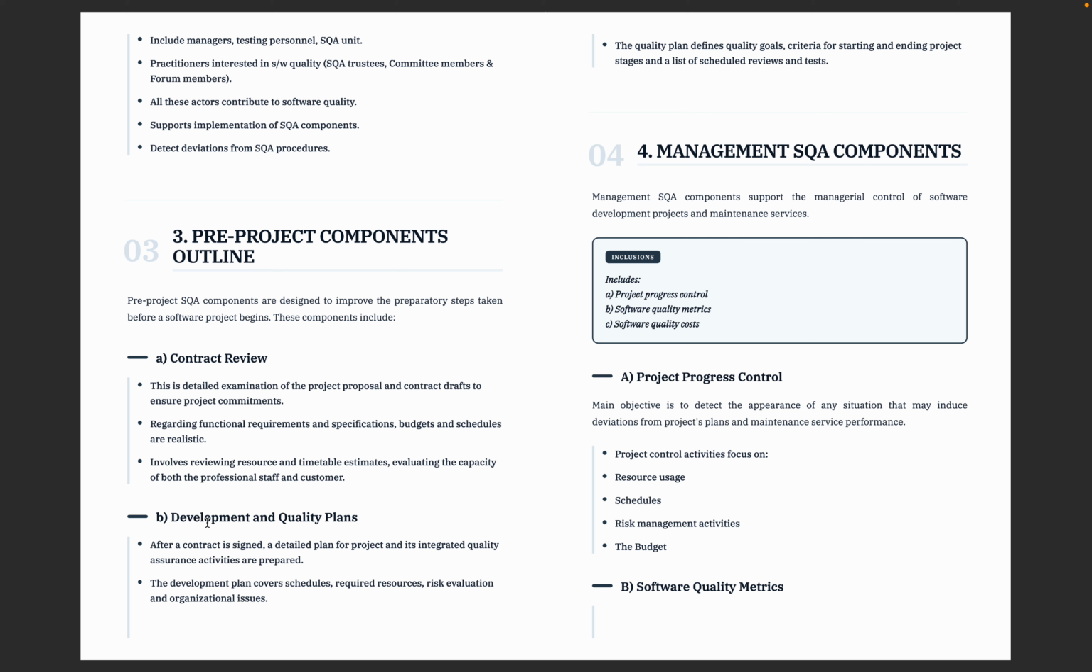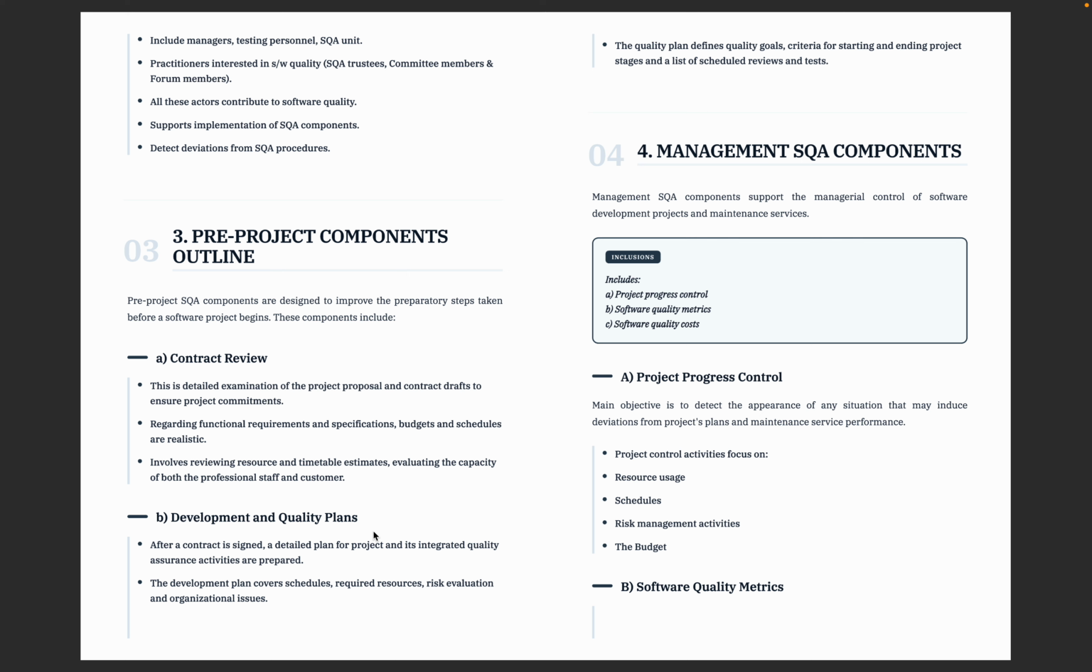Then comes a development plan. Development plan is nothing but how exactly are we going to build this project. This is very simple. Coming to quality plan. Quality plan defines when reviews will happen, what quality means and how we measure it. This is very important: pre-project components, contract review, development plan and quality plan.